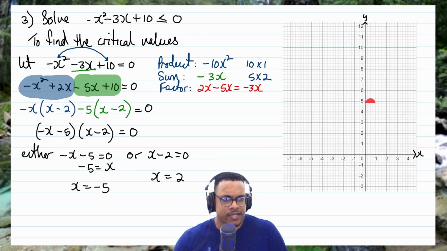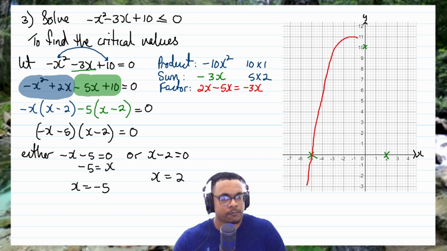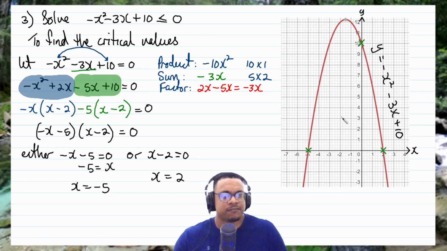So here I have my x and y axis. So now I'll plot my x-intercepts, which will be negative 5 and 2. So that'll be here, negative 5 and positive 2. And my y-intercept will be positive 10. So positive 10 will be up here on the y-axis. So now I'll make a maximum curve connecting those points. So here I have my maximum curve of y is equal to negative x squared take away 3x plus 10.